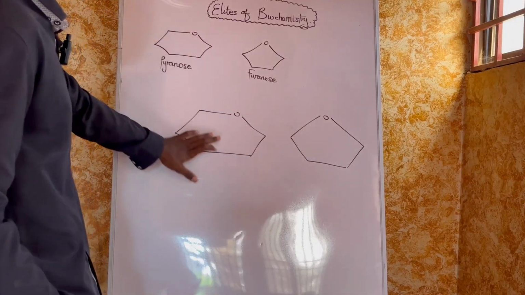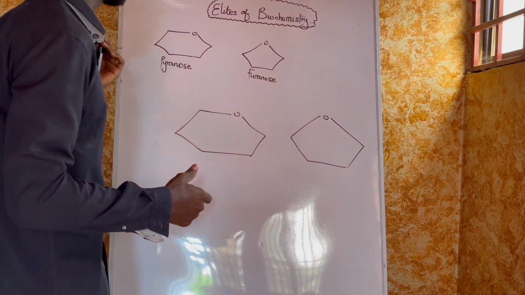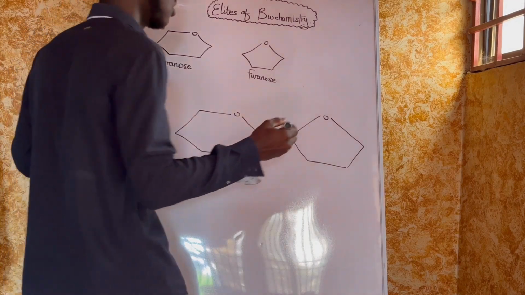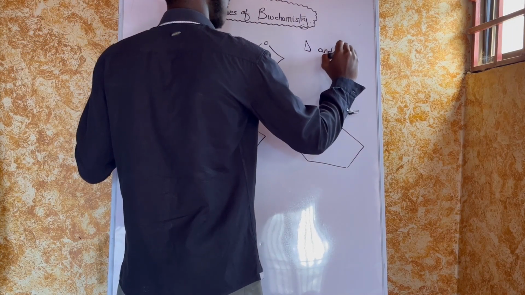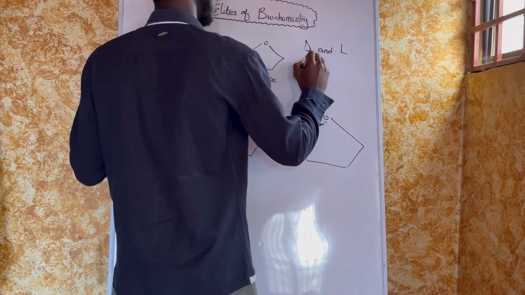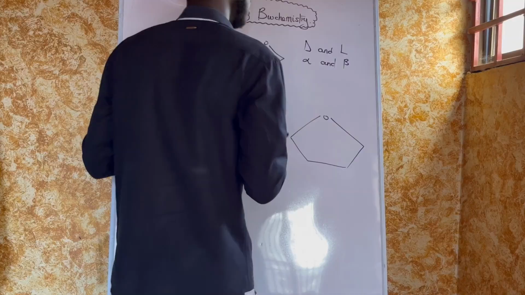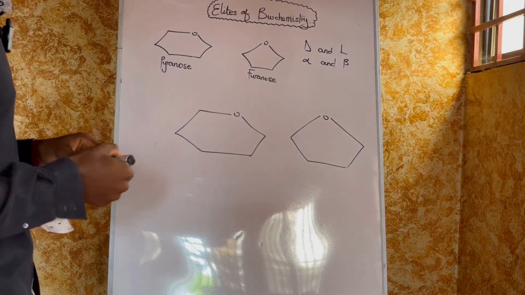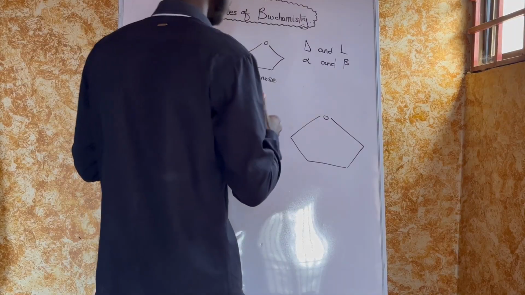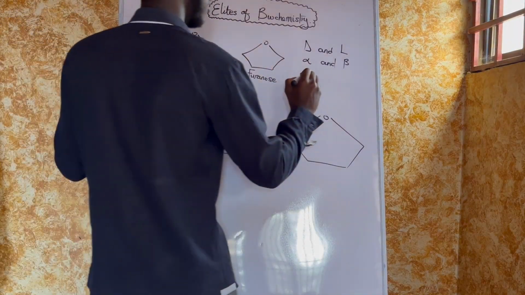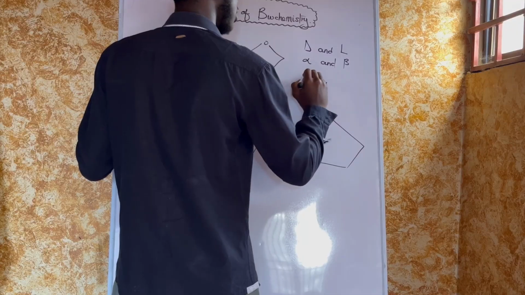I've projected this one in a larger form so that you can see it very well, because I want to show you some configurations, some things that we should know. Configurations such as D and L, and configurations such as alpha and beta. These are the things I want you to know. When you classify a sugar as alpha or beta, or D or L, we classify it based on the position of the CH2OH.